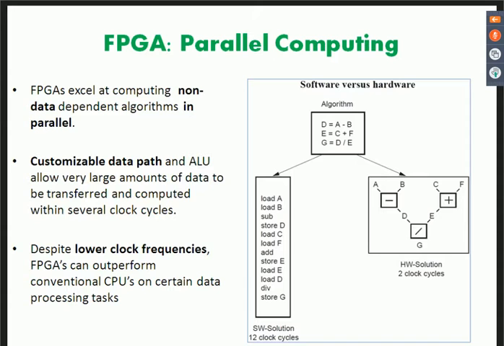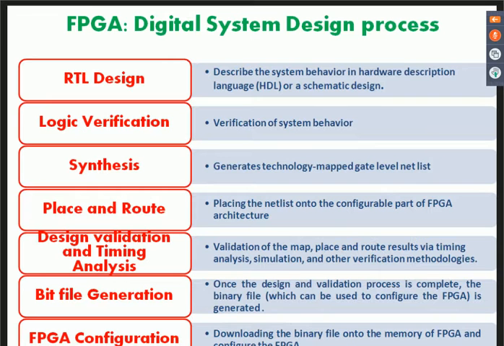Now these are the beauties of field programmable gate array, and we can use this field programmable gate array for implementing digital systems effectively. Now let us see the design flow of implementing digital systems. There is a sequence of steps to implement any digital system on FPGA. First step is RTL design. In RTL design, we describe the system behavior in terms of hardware description language. We can use hardware description languages to keep the behavior of a system in terms of English letters. RTL means register transfer level. This register transfer level can be created by using HDL language, and this HDL language is used for describing the behavior of any system.